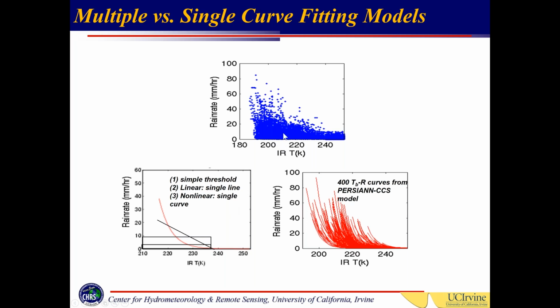But in these models, we provide a number of groups. For the warm cloud there will be a warm fitting group, and cold cloud has other groups. So basically the sample has been fitted by, in this case, 400 curves, depending on the pixel's associated cloud information.